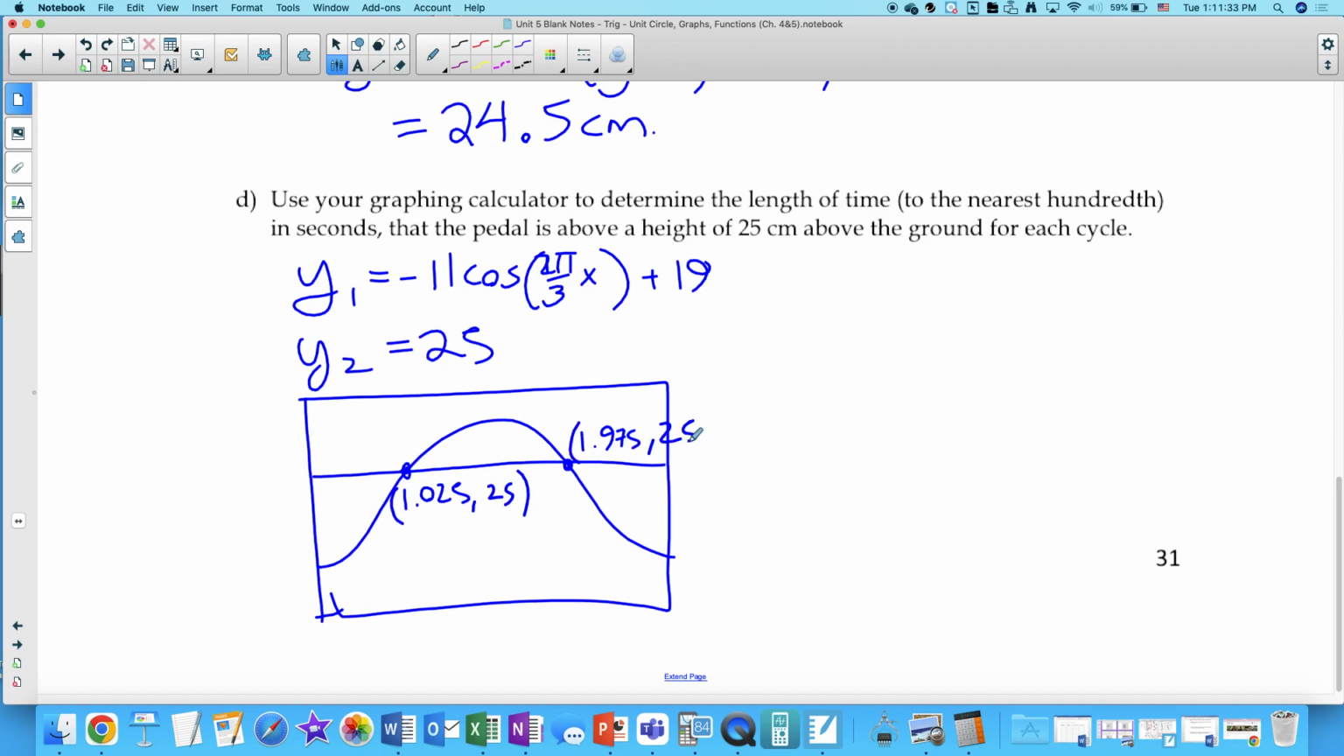So the total time that it's going to be above 25 centimeters would be 1.975 minus 1.025, which is 0 point what? 0.949. Although I think there's rounding. Why can't I do this today? Hold on, 1.025. So it's 0.95 seconds.